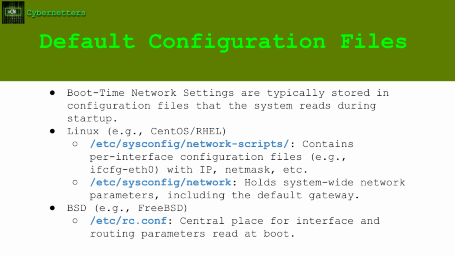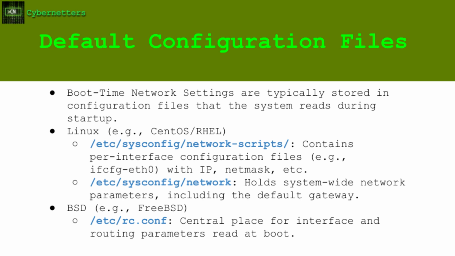Think of it like a big picture file that says, this is how my entire system should handle networking. If you're using BSD systems like FreeBSD, the configuration is stored in /etc/rc.conf. This is where you define the interface settings, routing parameters, and other networking details that get applied when the system boots up. So, bottom line, if your network isn't behaving after a reboot, these are the files you want to check first.